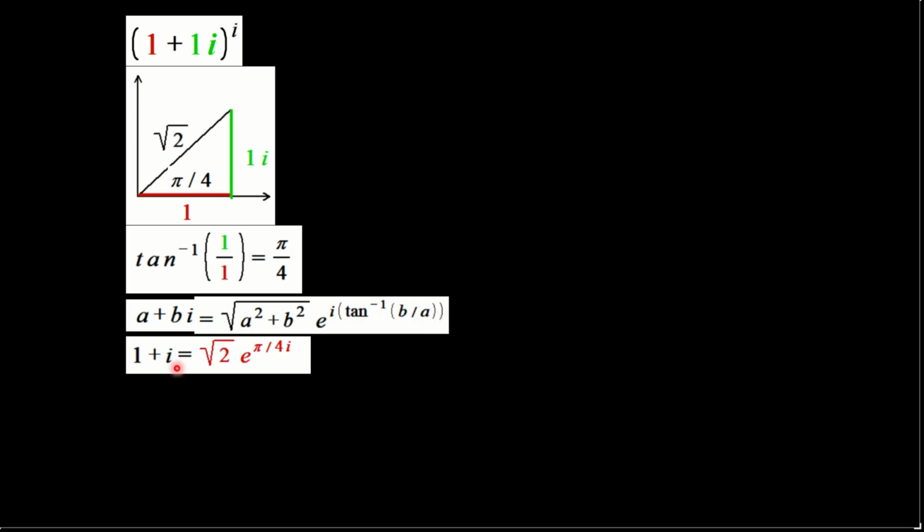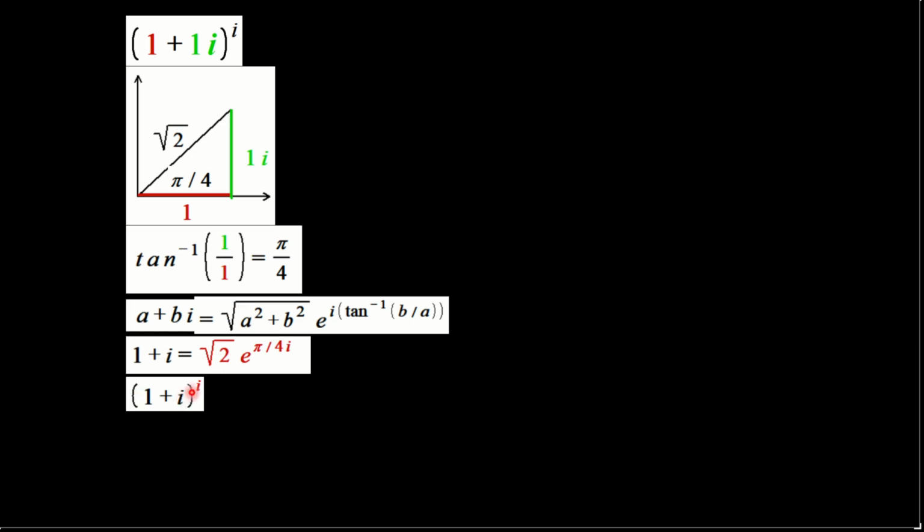So now, let's remember the following: any complex number a plus bi can be written as the modulus, which is the root of a squared plus b squared, times e raised to the i multiplied by the tangent inverse of b over a. In our particular case, it takes the following form. 1 plus i, our Pythagorean theorem is the root of 2, e raised to the pi over 4, that's the angle, times i.